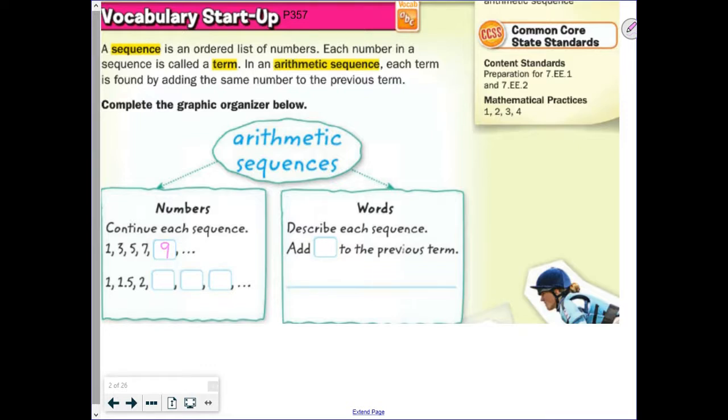Take a look at this. 1, 1.5, 2. What would come next? Well, it would be 2.5 followed by 3, followed by 3.5. It says, in words, describe each sequence. The first one we were adding 2, and I already said that. Here, what are we adding? We are adding 0.5. We're adding 1/2 to the previous term.